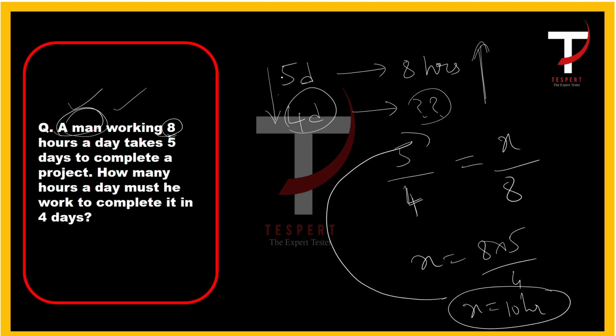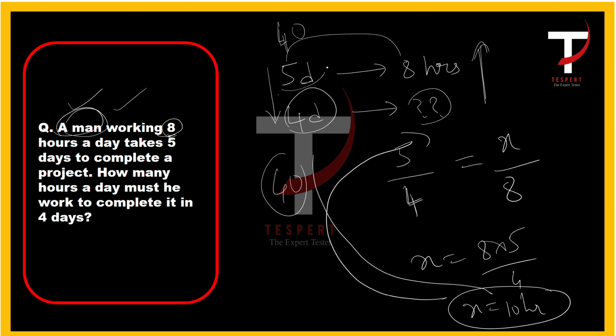If you consider this, both will be equal. 5 into 8, what is 5 into 8? 40. What is 4 into 10? This 10. 4 into 10, it will be 40. So these two are same. If he is working for 5 days, he must work 8 hours each day. If he is working for 4 days, he must work 10 hours each day. So that the resultant won't get changed, right? The resulting value, the output won't get changed.